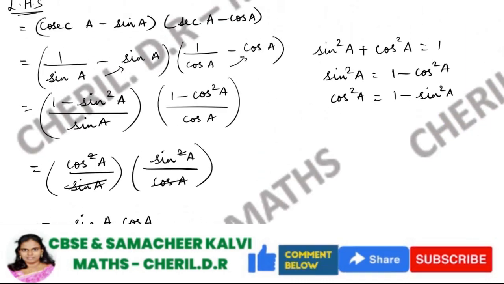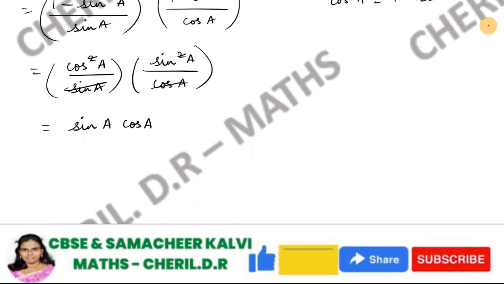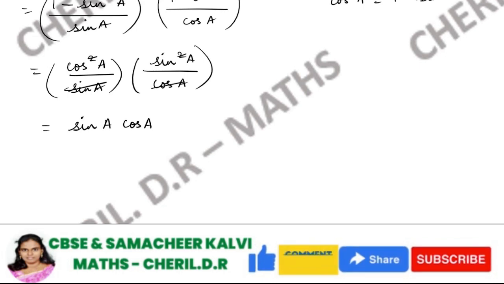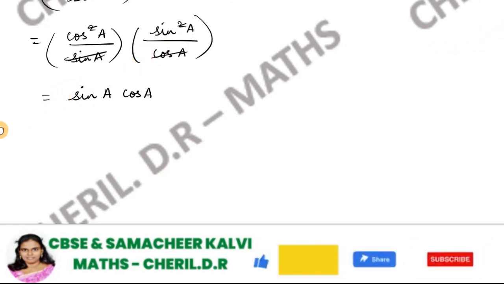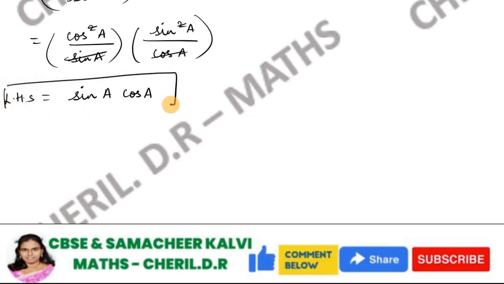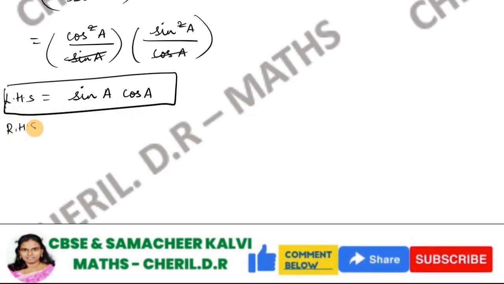Now look at the right hand side. Right hand side is given as 1 by tan A plus cot A. But here I have arrived at a very simple value, wherein I should make something a little more complicated to bring it to 1 by tan A plus cot A. So this is when you don't have a hint, you should start thinking: what if I try solving the right hand side also separately? This is my left hand side. Now let me solve the right hand side.